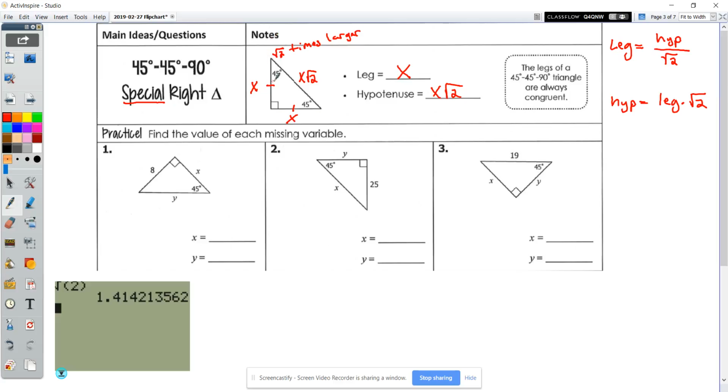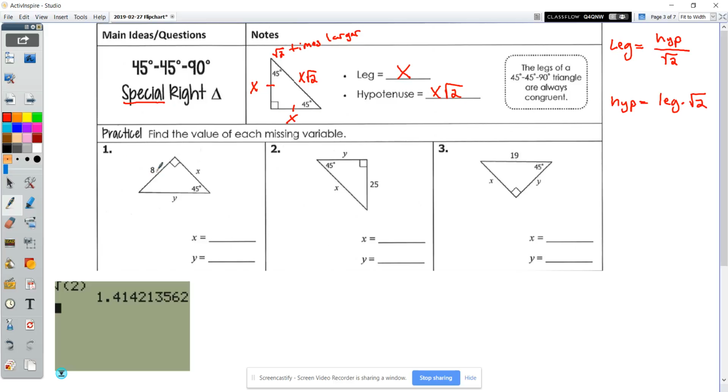For me, and sometimes I really love formulas, I just remember it's the square root of 2 times larger. So if I'm going from the leg to the hypotenuse, I'm going to multiply by the square root of 2. If I'm going from the hypotenuse back to the leg, I divide by the square root of 2. Okay? So that means we can do some problems here, some examples.